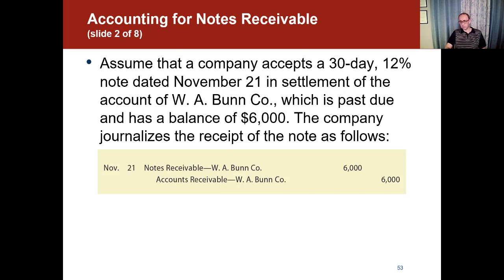So we already have an accounts receivable existing, it's past due, and the customer said, okay, I'm going to sign you a note instead. So we're canceling the accounts receivable by crediting it, and I hope you remember accounts receivable is an asset. When we want to cancel it or reduce it, we record it on the credit side, and then on the debit side we record the notes receivable, which is another asset, and it's going to be increasing, so that's why we debit it. So we have November 21st, where this transaction took place. We debit the notes receivable for WA Bond Company, and we credit the accounts receivable for WA Bond Company, both for $6,000.